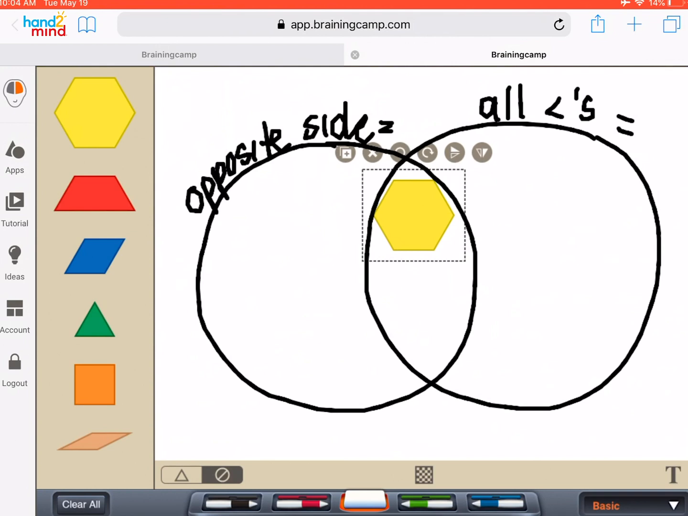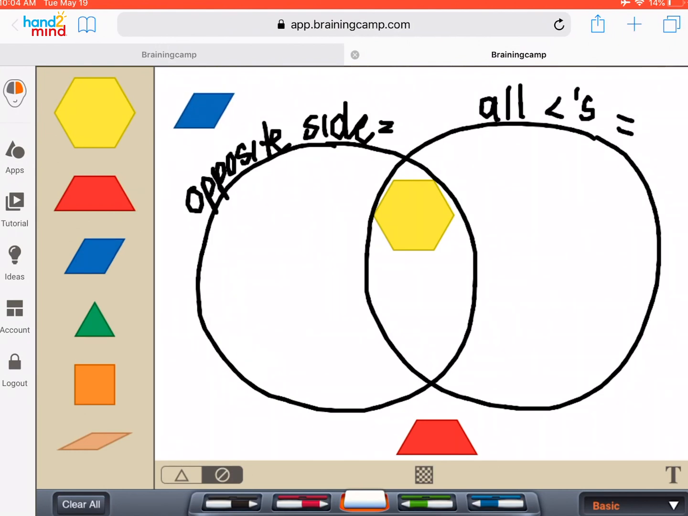Next, we have the red trapezoid. Now, the red trapezoid is a little tricky because we know our opposite sides are not all equal to each other. We can see that the top is much shorter than the bottom, and we know that all angles are not equal. So because it doesn't fit either characteristic, we're going to leave it out of our Venn diagram.